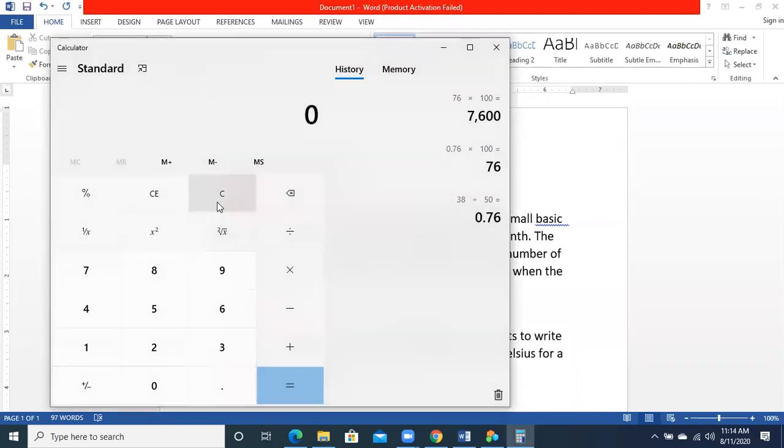So first of all we will see the percentage of the student and then we will divide by the total number of days in a month and then we will multiply by 100.